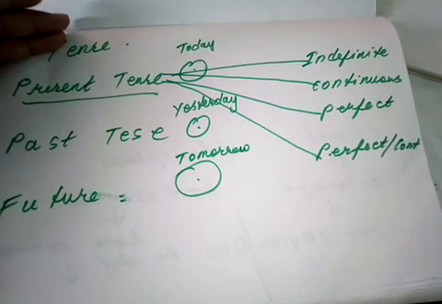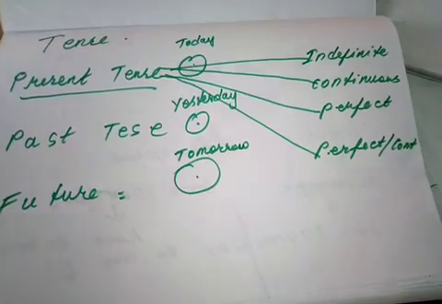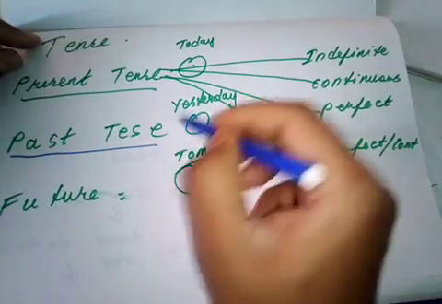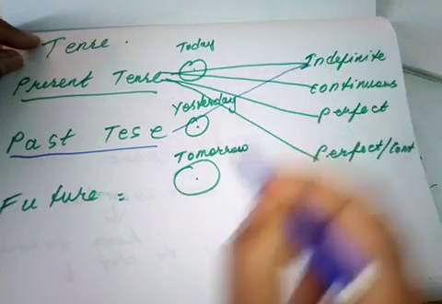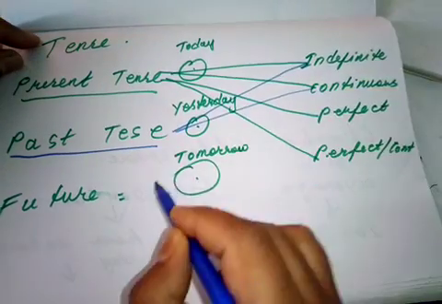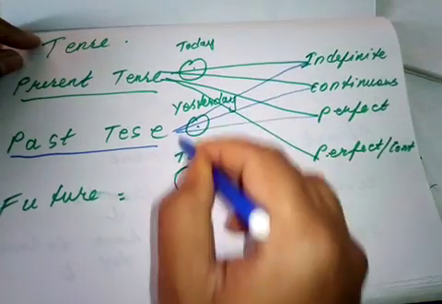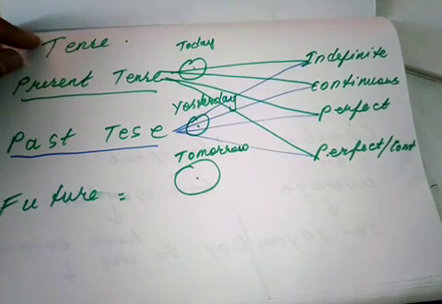In this way, if you go through it, there is also past tense. For past tense there are past indefinite tense, past continuous tense, and past perfect tense.